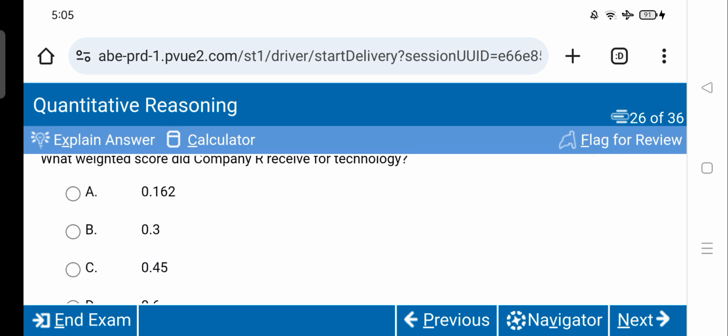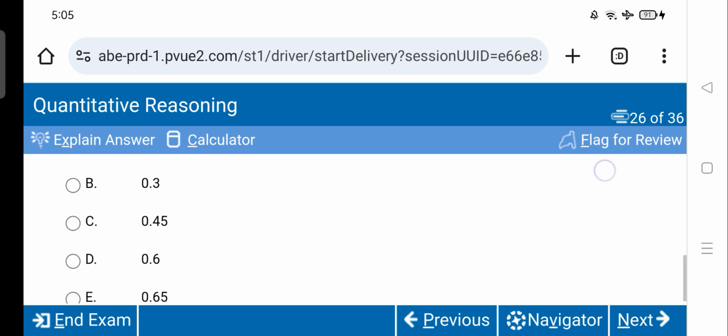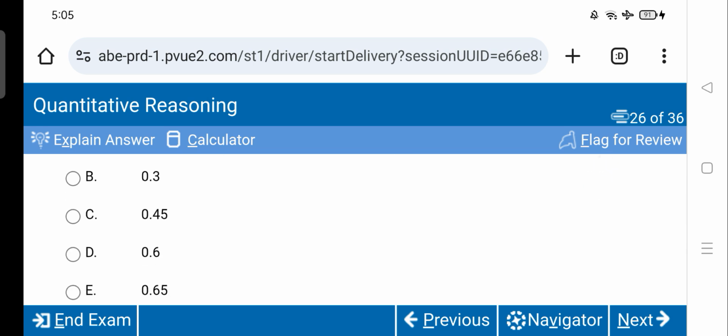Option A 0.162, option B 0.3, and option C is 0.45, option D 0.6, and option E is 0.65.